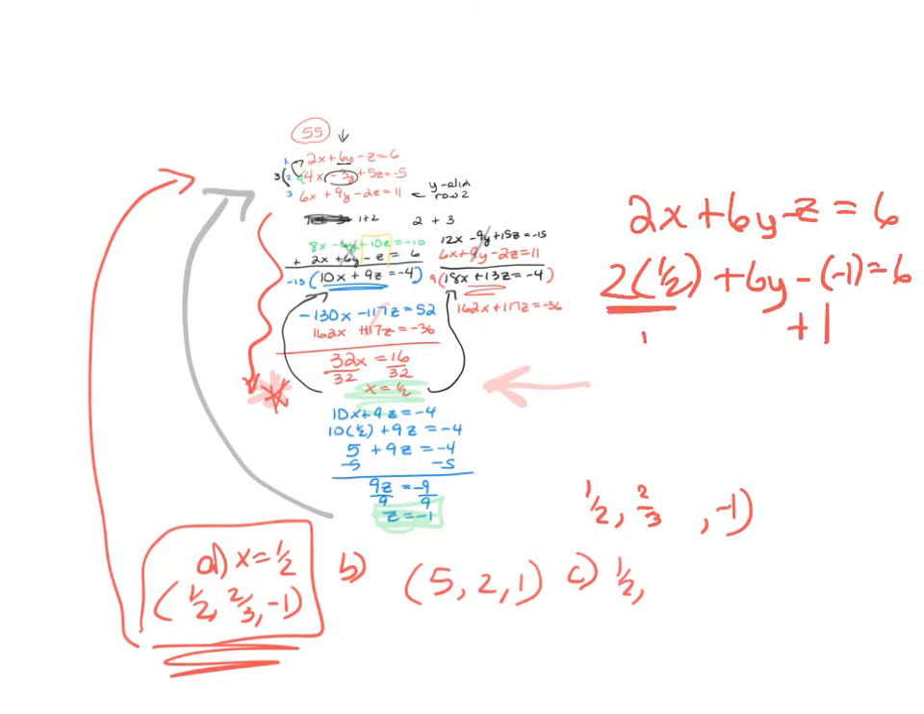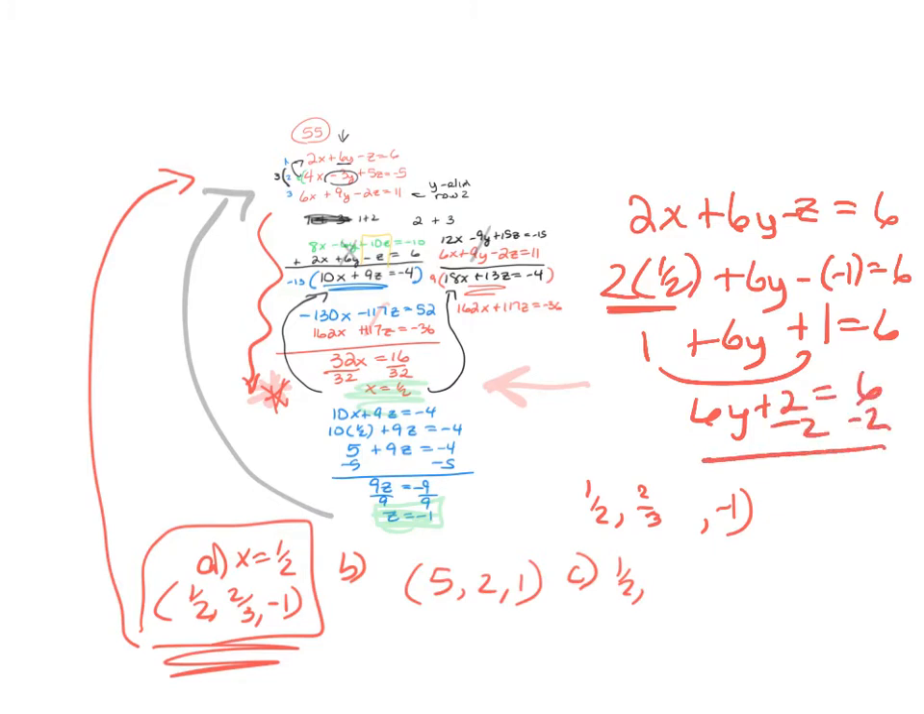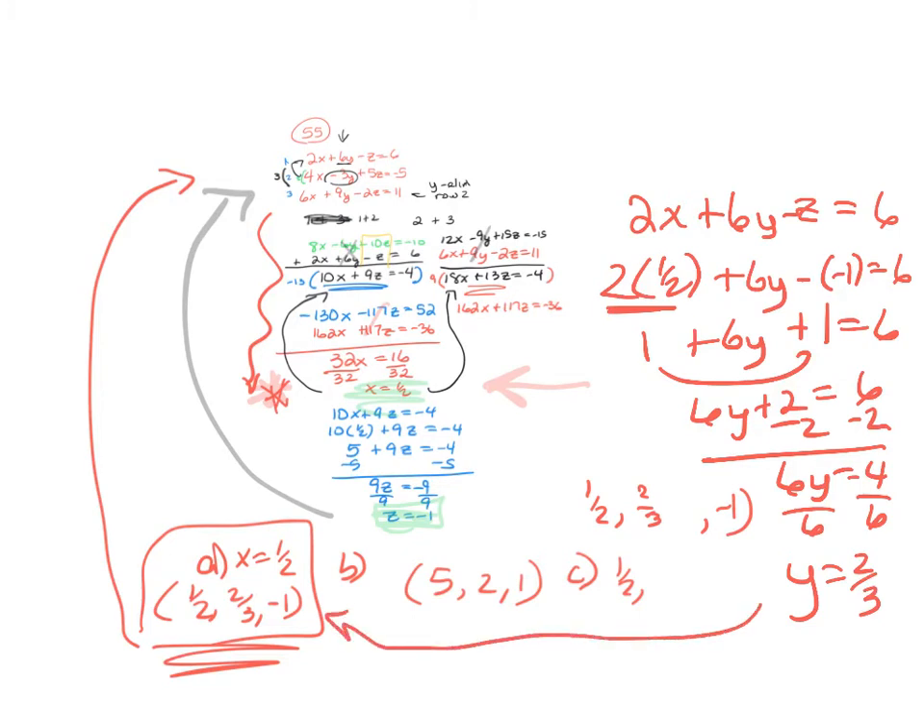2 times 1/2 is 1. Combine those ones, so I get 6y plus 2. Move the 2: 6y equals 4. Divide by 6, and y equals 2/3. So the correct ordered triple, and again you're going to write it in ABC order, x, y, z, is 1/2, 2/3, and -1.